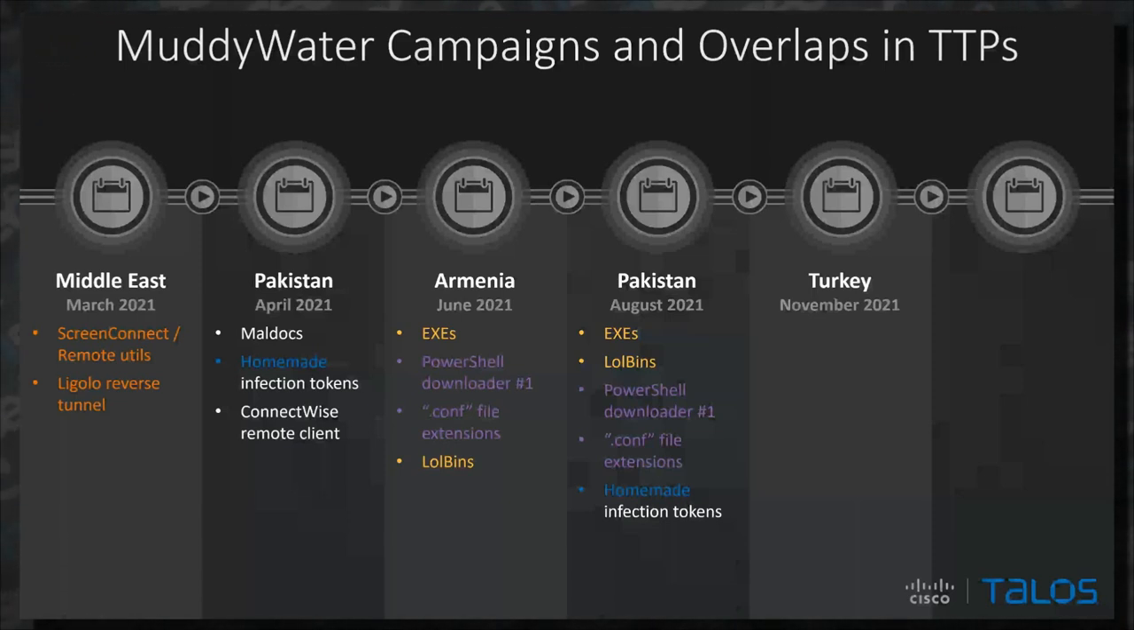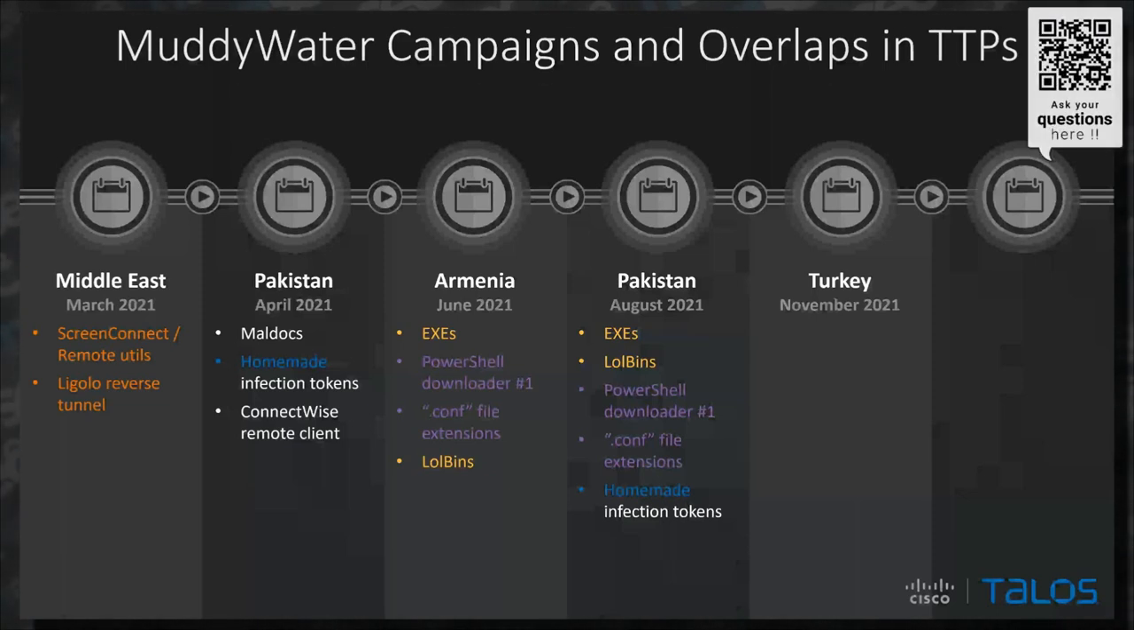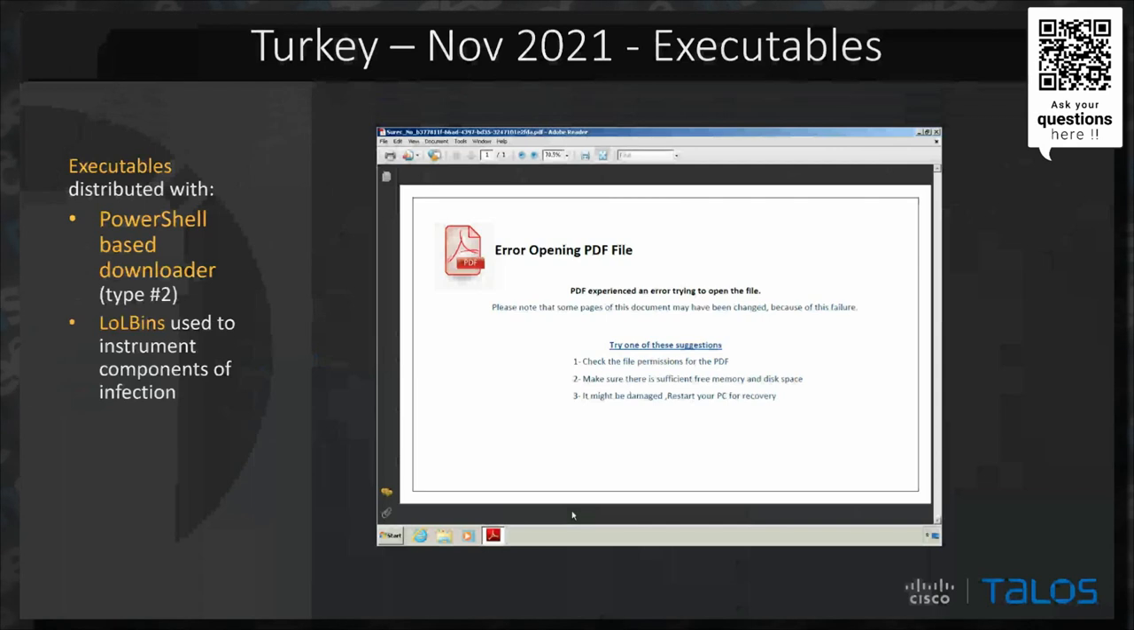Now let's look at one of the very interesting MuddyWater campaigns from November 2021. This campaign specifically targeted entities in Turkey. We discovered this in November, but it had been operational since at least September of 2021. In this campaign, the attackers took a twofold approach. On one hand, they used executables that acted as the droppers, downloaders and initial infection vectors for the infection chains. But on the other hand, the attackers also used different types of malicious documents to instrument the attacks. In the case of the executables, we saw them deploy a second variant of a PowerShell-based downloader, or stager. And we also saw the use of different kinds of lolbins.